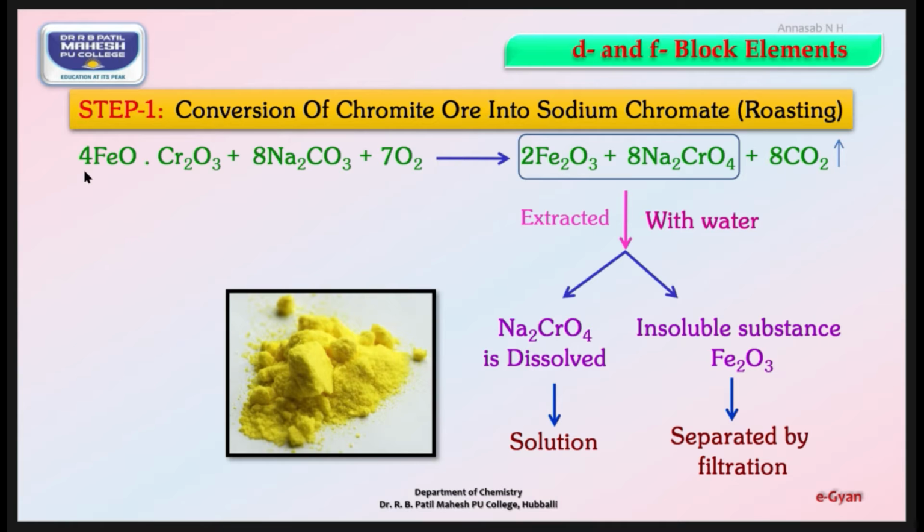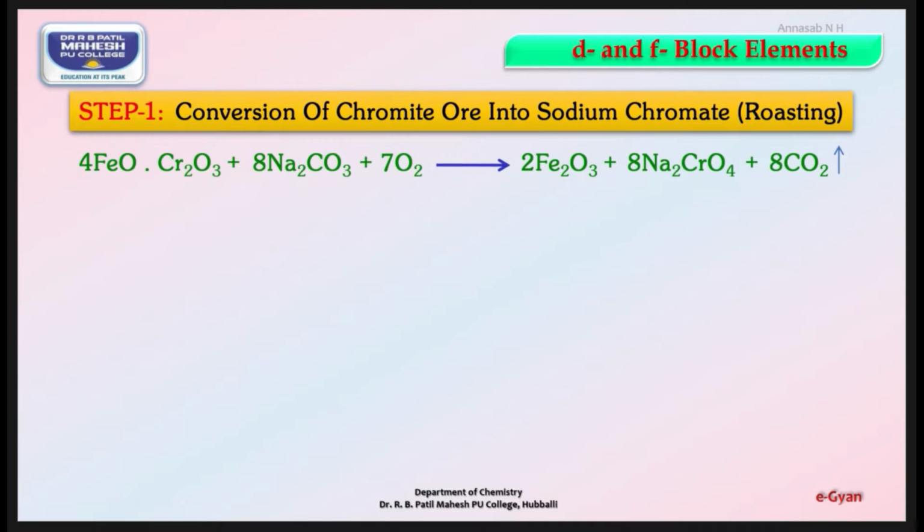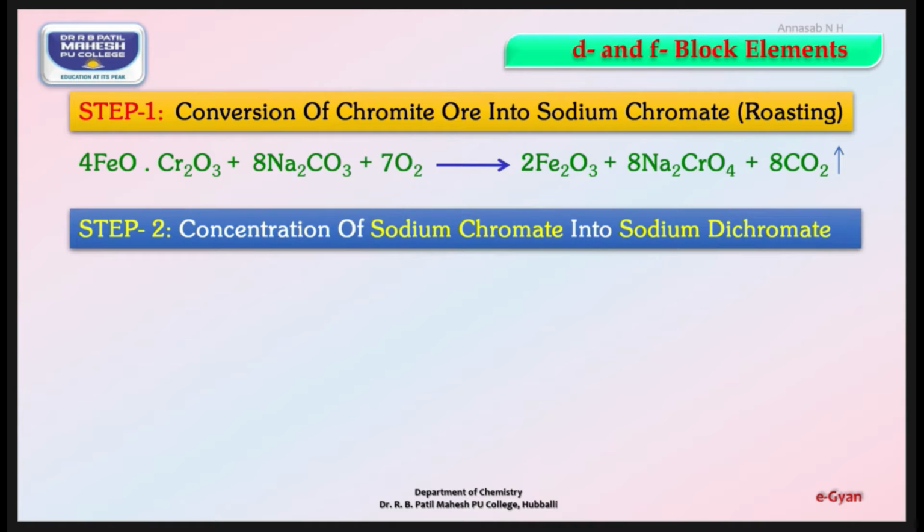So here the balanced equation is FeOCr2O3 plus 8 times Na2CO3 plus 7 times O2 gives rise to 2 Fe2O3 plus 8 Na2CrO4 plus 8 carbon dioxide. In the next step, it is conversion of sodium chromate into sodium dichromate.